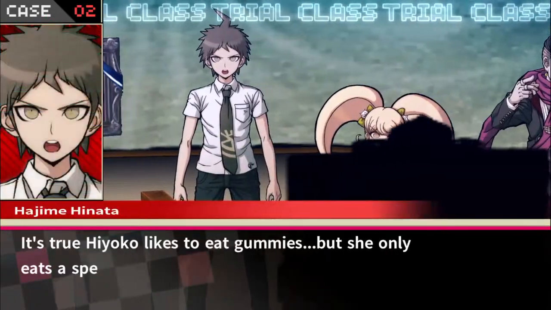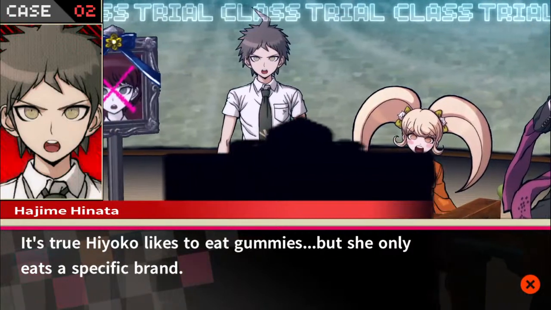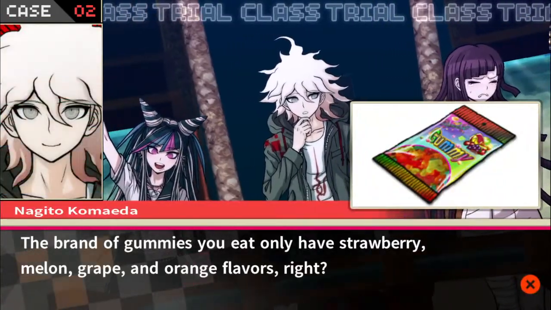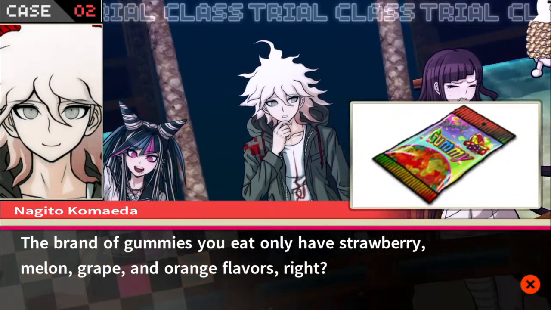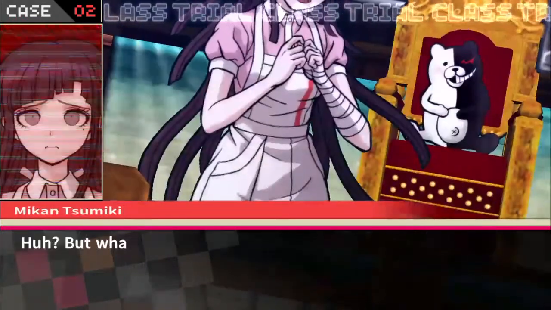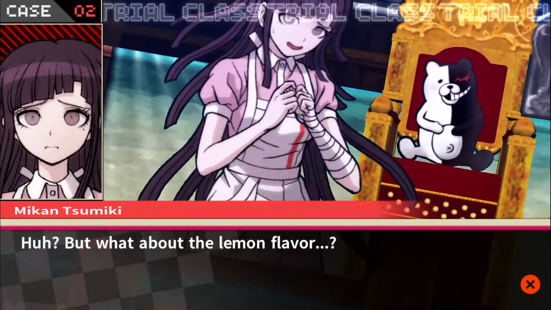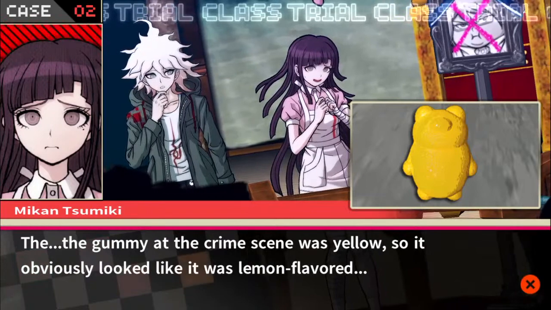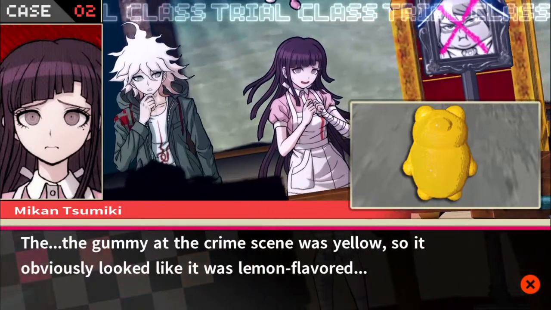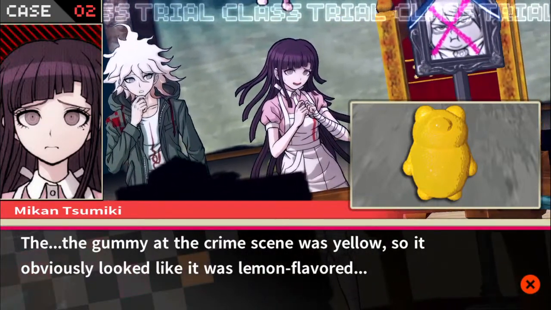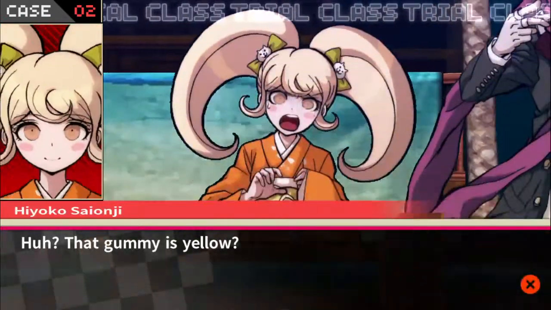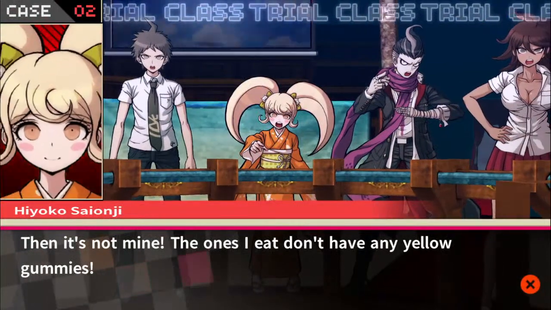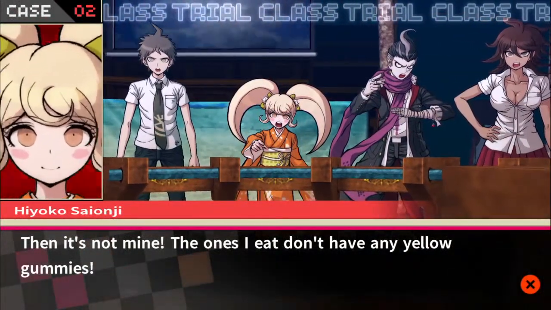It's true Hiyoko likes to eat gummies, but she only eats a specific brand. The brand of gummies you eat only have strawberry, melon, grape, and orange flavors, right? Huh? But what about the lemon flavor? The gummy at the crime scene was yellow, so it obviously looked like it was lemon flavored. Huh? That gummy is yellow? And it's not mine! The ones I eat don't have any yellow gummies!